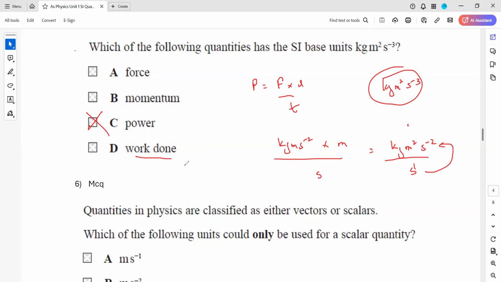What about work, which is a product of force and distance? The unit of force is kilogram meter second power minus 2, and the unit of distance is meter. So it will be kilogram meter square second minus 2.